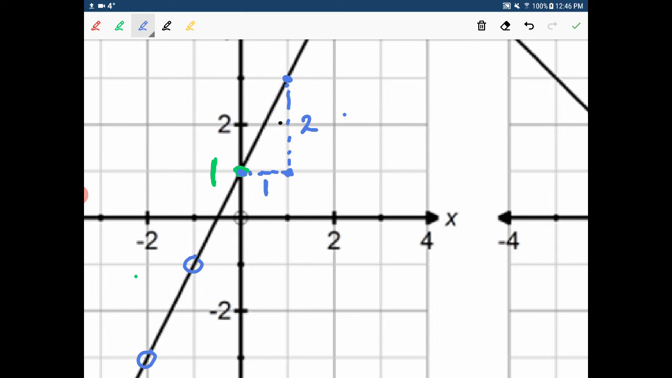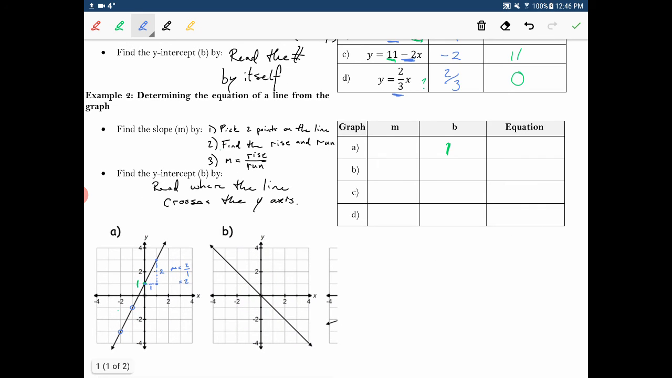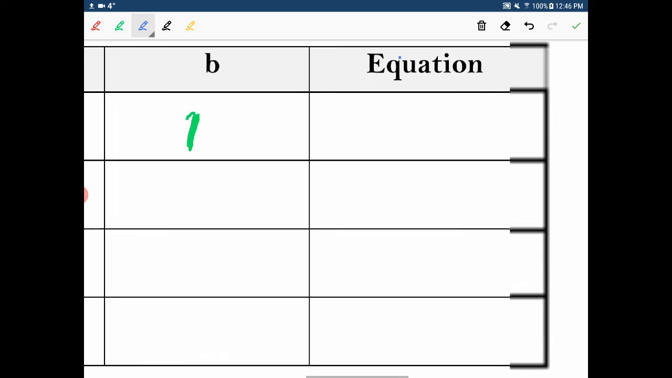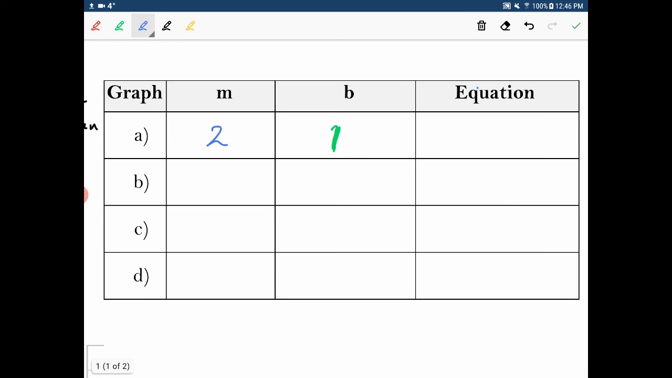So my slope is going to be equal to 2 over 1, which is of course the same as 2. So I can write that in my chart over here, that my slope is just equal to 2. All right? And from there, we can fairly easily come up with the equation. You just have to remember that the equation of the line is y equals mx plus b. So we say, what does my m equal?